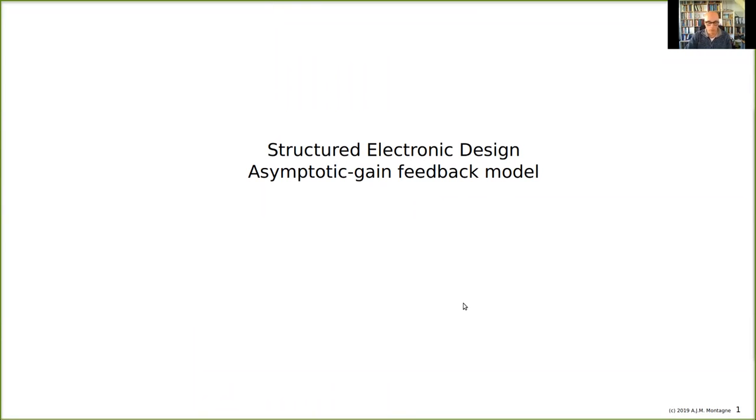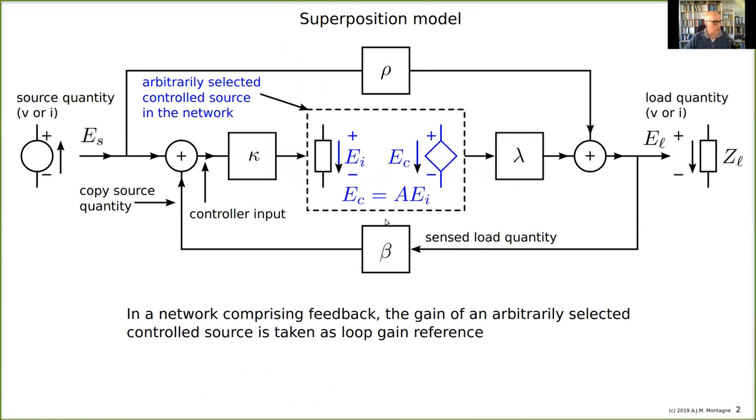Okay, the model that we are going to use is what we call the asymptotic-gain model, and I will present it in this session. So this represents a network blockwise. Blockwise, I will explain it. This is a source, the signal source, delivering the information that we want to process in the amplifier.